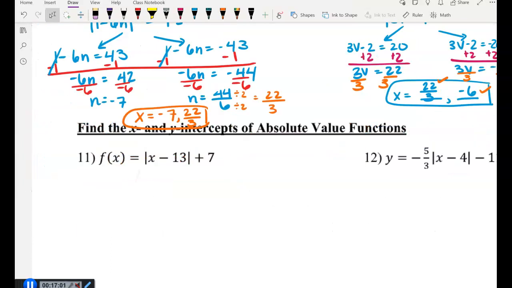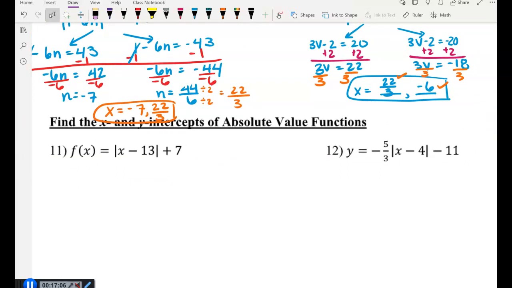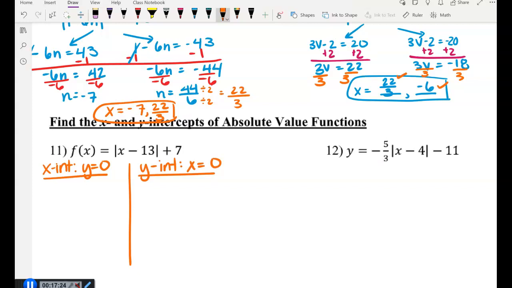JD, help us read the instruction for the last 2 examples. Find the x and y intercept of absolute value function. Great. So just like 2.1, JD, x-intercept, meaning y has to be what? 0. That means y-intercept, x has to be what? 0. Okay, let's do both. Which one seems a lot easier to start? X equals 0. Yeah, let's do that first.